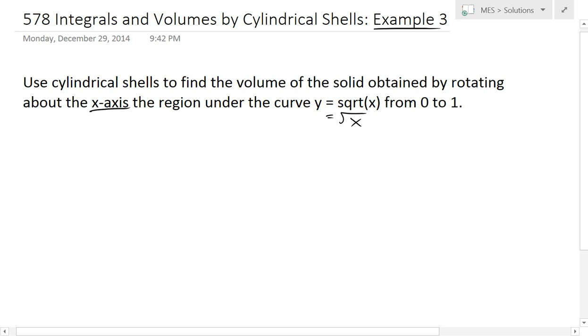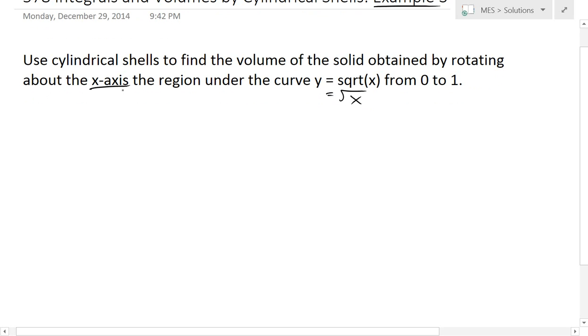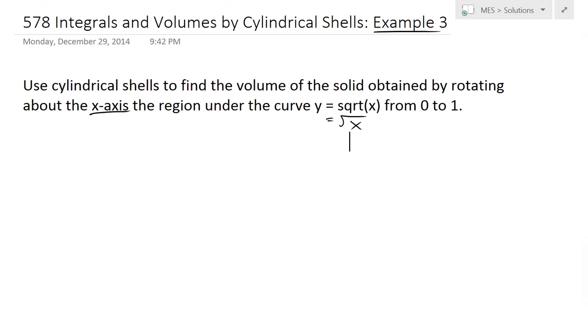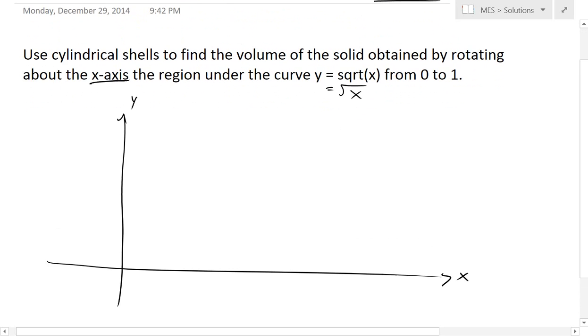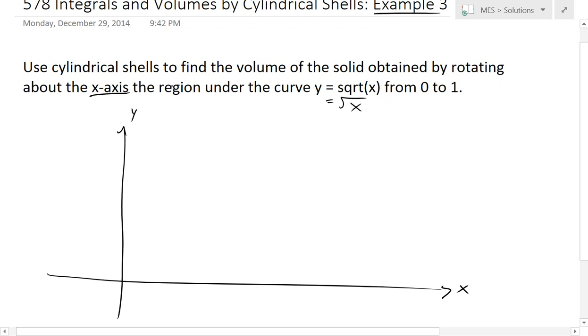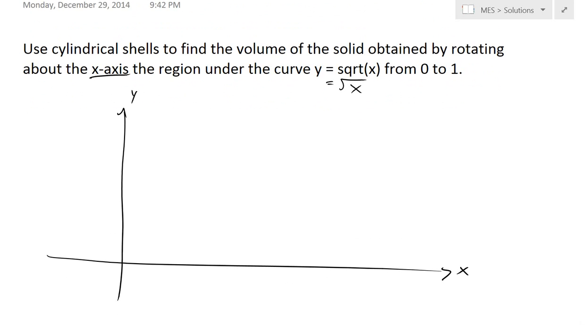Now the difference between this example and my earlier examples is that we're rotating about the x-axis and not the y-axis, and in this example I'll show that it doesn't matter which axis, you could still use the cylindrical shells method. But in this case we're going to be dealing with things in terms of y instead of in terms of x when we do the volume integral.